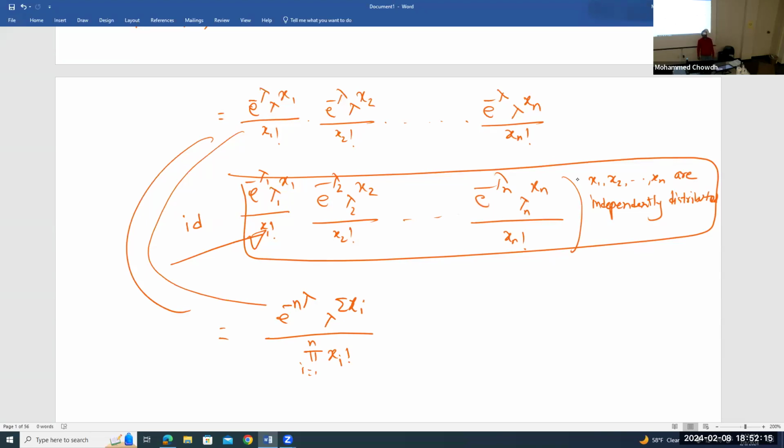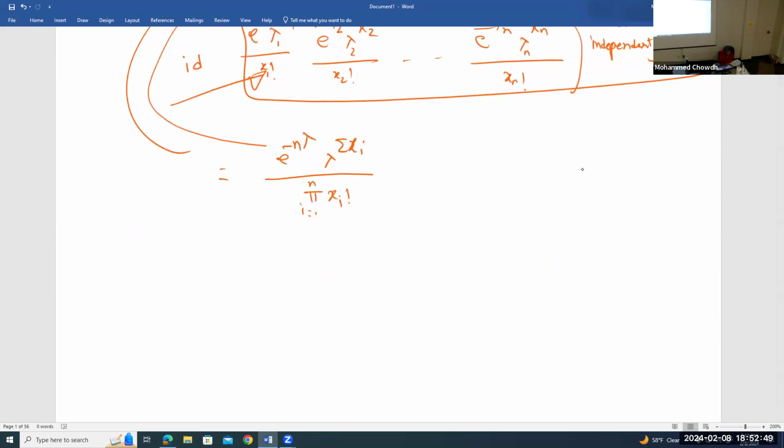Are you understanding? Gentlemen, are you okay? So I am adding this and that. So e to the power minus n lambda and lambda to the power sum of xi divided by xi factorial like this. Clear, right? Everyone okay? This is called the likelihood function. So likelihood function, now what I had? L of lambda equal to this.